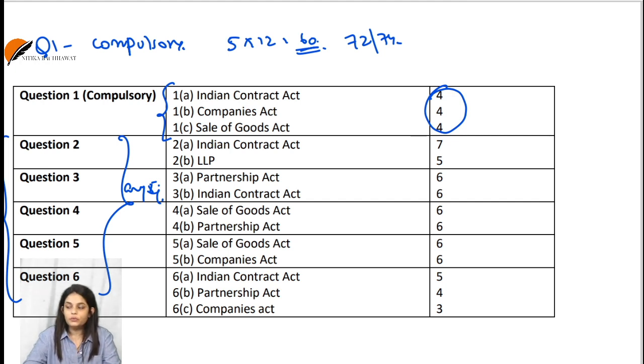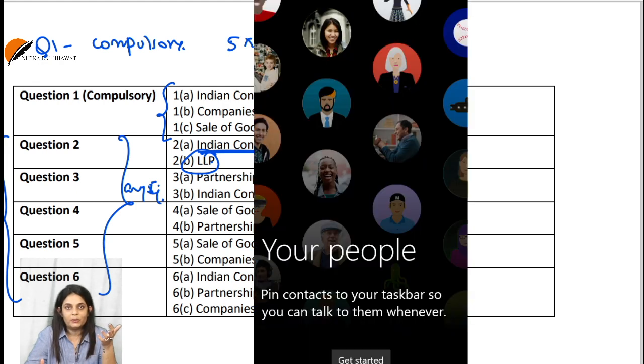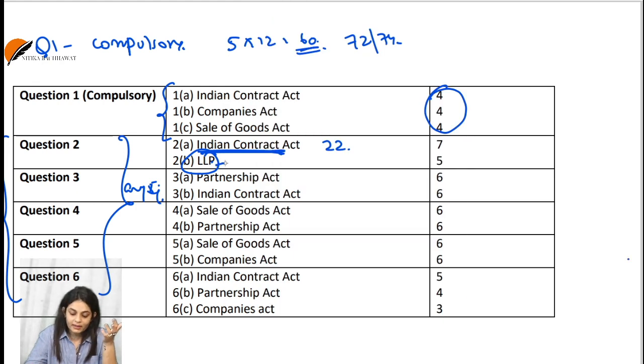Question number 2 is divided into 2 questions, one of 7 marks, one of 5 marks. The first question, which is of 7 marks, is from the Indian Contract Act. The second question, which is of 5 marks, is from LLP. And that's the reason I always tell you that you cannot leave LLP, though it comes just for 5 marks, it comes with Indian Contract Act. And Indian Contract Act being a chapter which is for 22 marks, I'm definitely not going to leave that chapter. But if you have not studied LLP, you may have to compromise on this question.